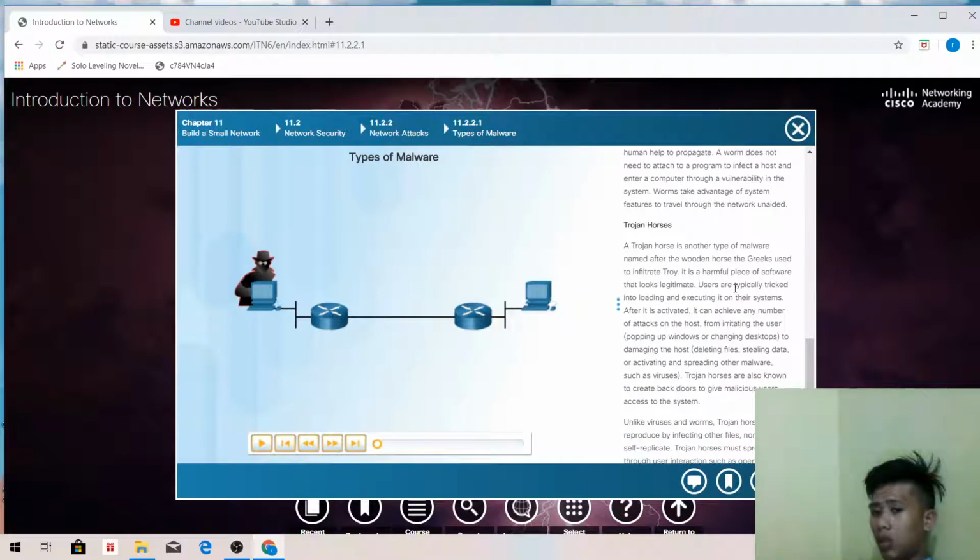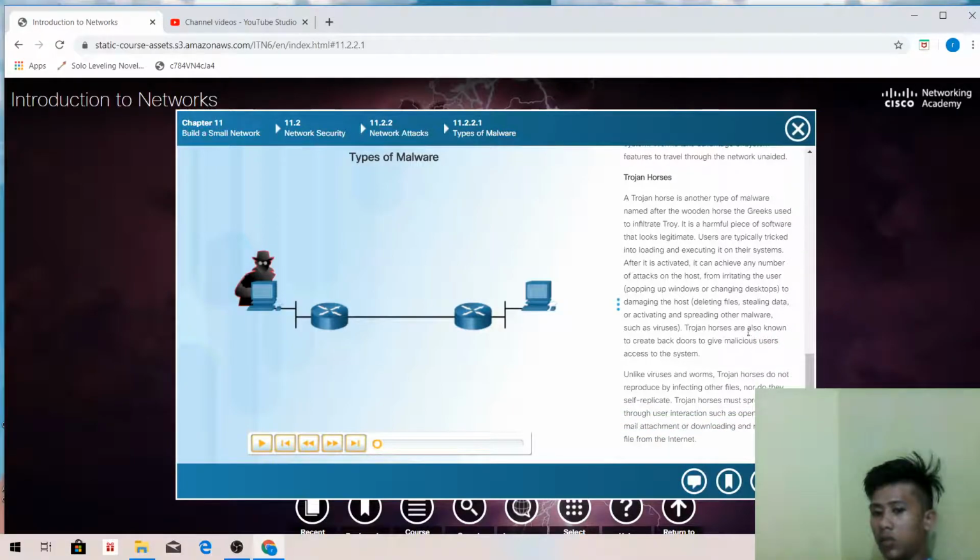So the Trojan horse is another type of malware named after a wooden horse that the Greeks used to infiltrate Troy. Unlike viruses and worms, Trojan horses do not reproduce by infecting other files, nor do they self-replicate. They spread through user interaction, such as opening an email attachment or downloading and running a file from the internet.